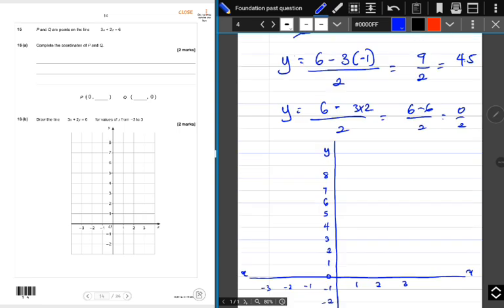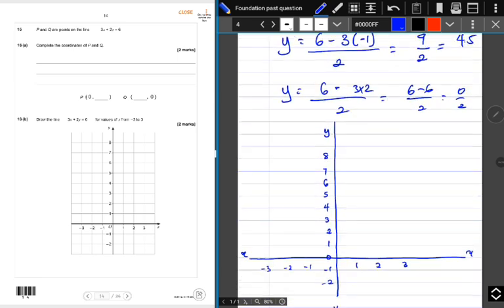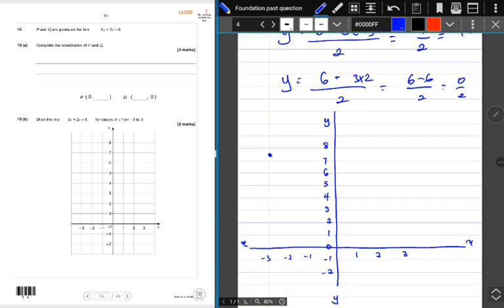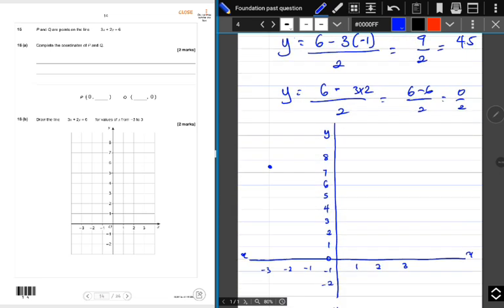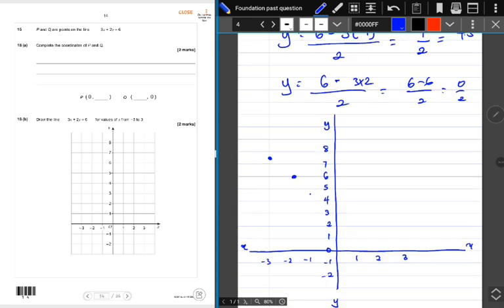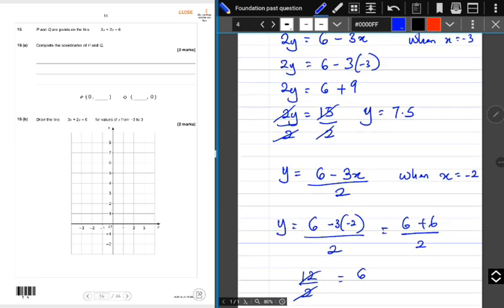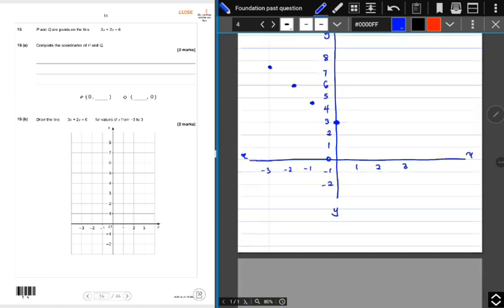Now the first one is minus 3 to 7.5, so minus 3, and 7.5 is here. Minus 2 to 6. This is minus 2, this is 6. This is minus 1. Then 0 to 3, 1 to 1.5, 2 to 0, and 3 to minus 1.5. So you can already see our straight line. This is going to be our straight line, where P is (0, 3) and Q is (2, 0). Can you see that?